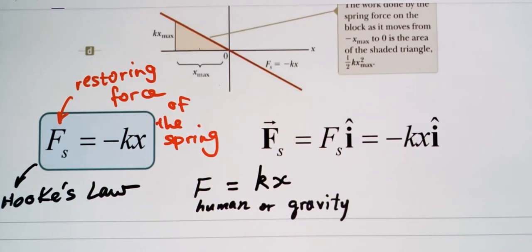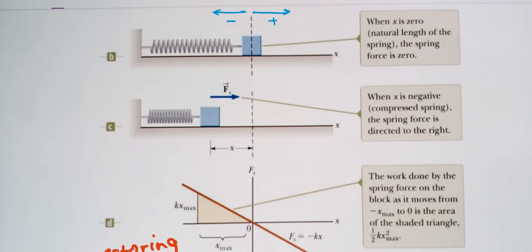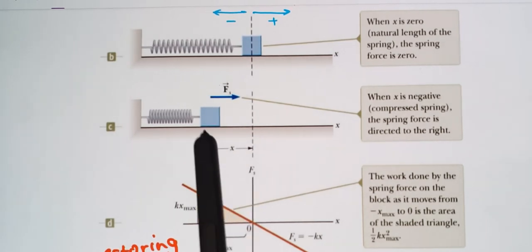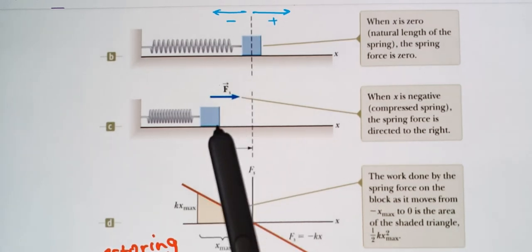But if we compress the spring and look at the restoring force, you are talking about this situation. Now x is negative, the restoring force is positive. So positive and negative, it's a negative.